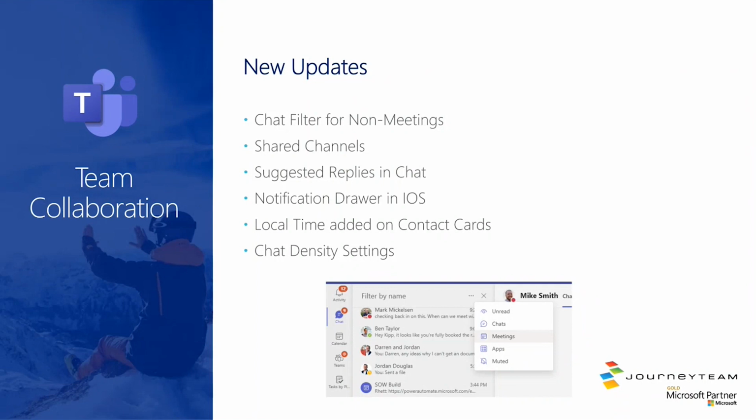Local time is now added on contact cards. So this is actually kind of cool. If you click on a contact, like the little icon of the individual, and we've seen that common contact card throughout the interface, it now includes that user's time zone. And then we also have some UI adjustments to the chat to make it more stacked, so it's more dense and you can see more chats. It doesn't look as good from a UI perspective, but if you need to see more content on a single screen, that chat density setting is pretty handy.